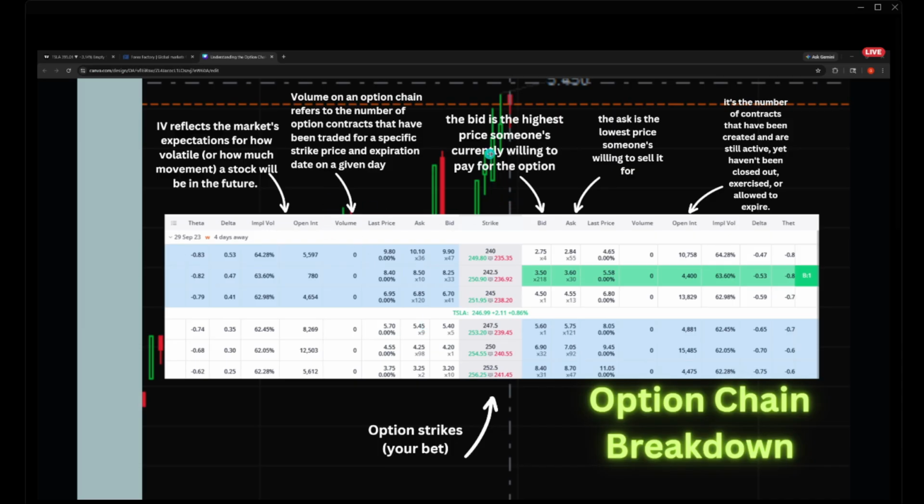Now, speaking of, the bid is the highest price someone is willing to pay for an option. The ask is the lowest price that someone's willing to sell it. And obviously, the broker is making money in between the bid and the ask. There's a little war there.